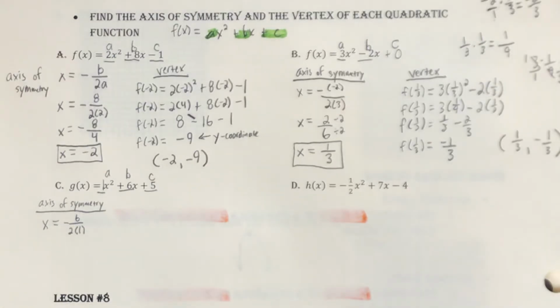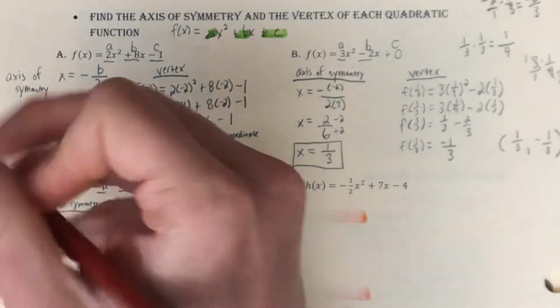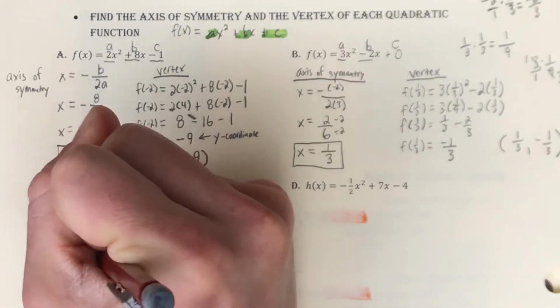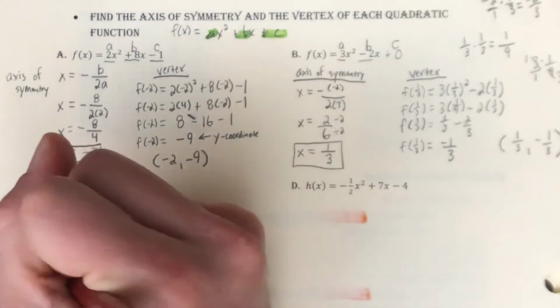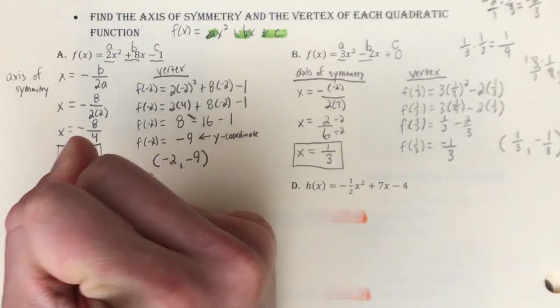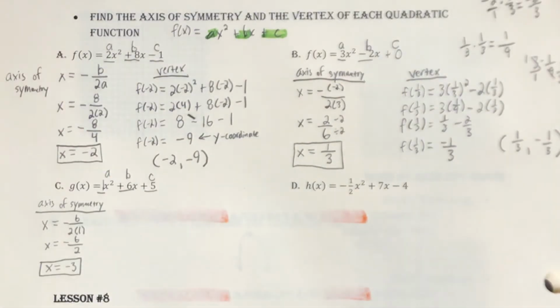Then we need to simplify it down. So first thing we do is that multiplication there on the bottom. So I've got -6 over 2 times 1 is 2. And now I need to do the division. So -6 divided by 2 is -3. So my axis of symmetry is x equals -3.